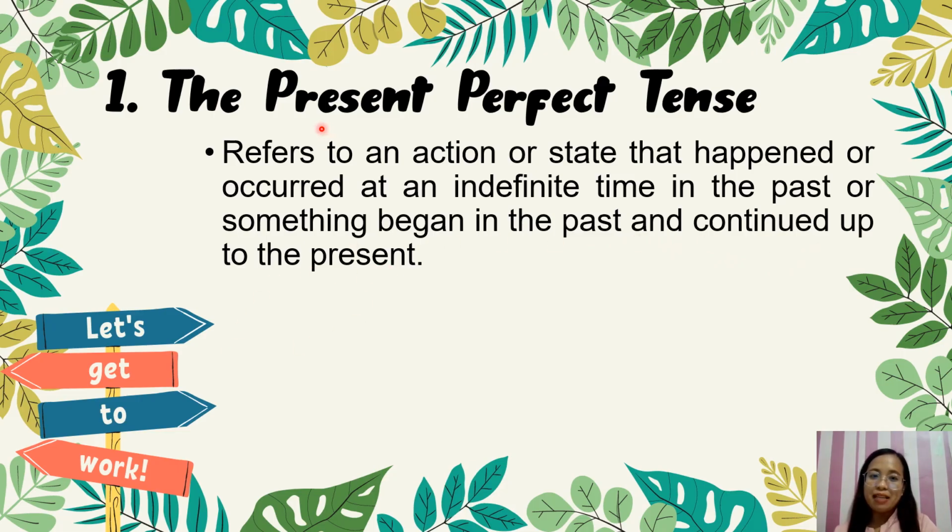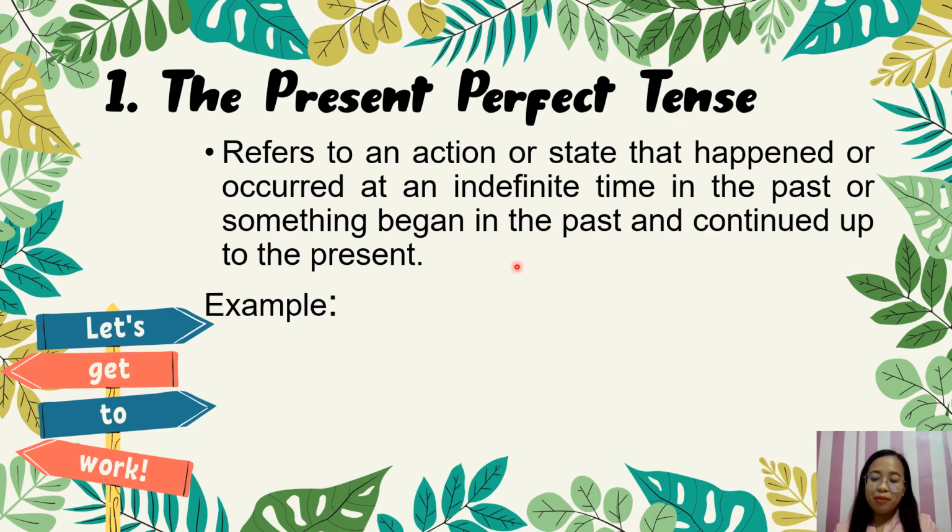Okay, so pag ginamit natin class yung present perfect tense, ibig sabihin nun, yung action natin sa sentence, nangyari na siya in the past, pero walang exactong time kung kailan. Or, nagsimula lang siya noon, tapos matatapos siya ngayong present. So, that is in the present perfect tense.